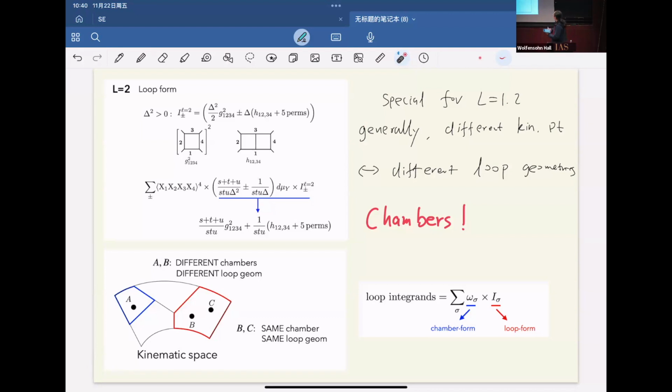But exactly, 1 and 2 loops is very special in that there are no non-trivial chambers; everything is just uniform in this kinematic space. So starting at 3 loops it is very interesting: when you scan through the kinematic space, you see that different points give you different loop forms. So this is the idea of the chambers.